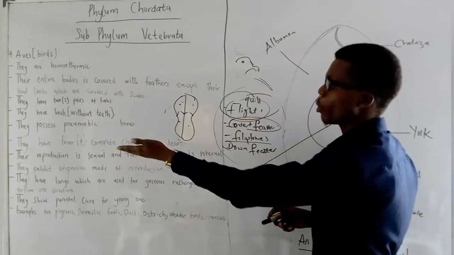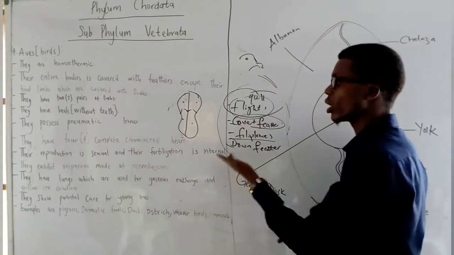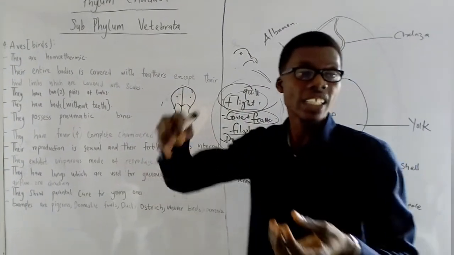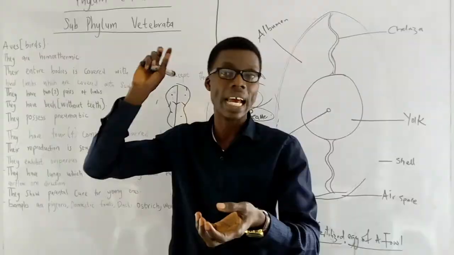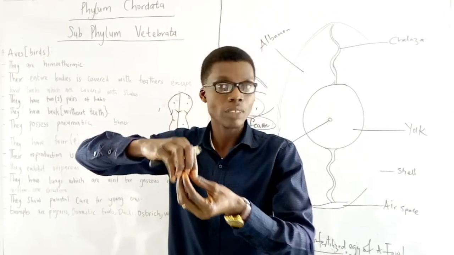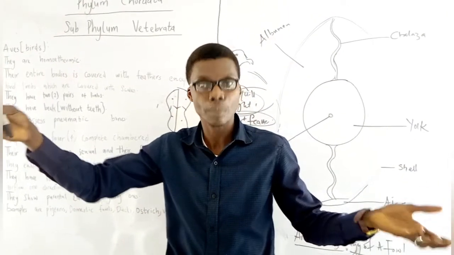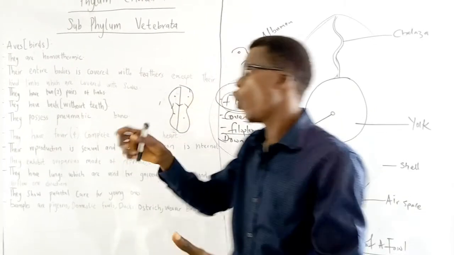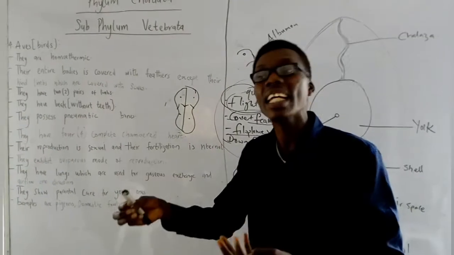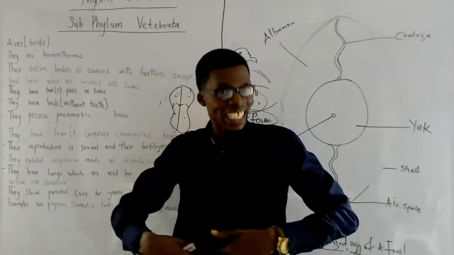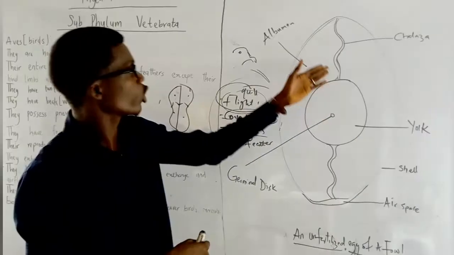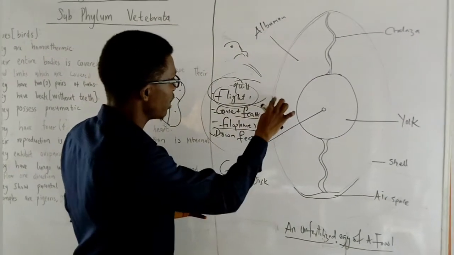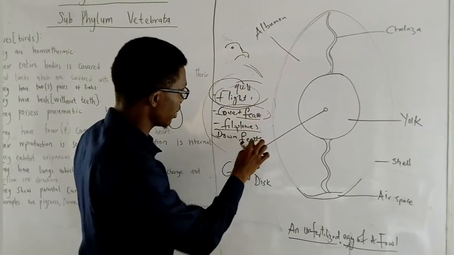Now, their reproduction is sexual and their fertilization is what? Internal. Yes, they have a cloaca. Just like reptiles do, they will mate with each other. You must have probably seen a chicken mate before. So the egg will be fertilized inside of them, and the egg looks somewhat like this. I'm sorry if I've blocked this diagram here.